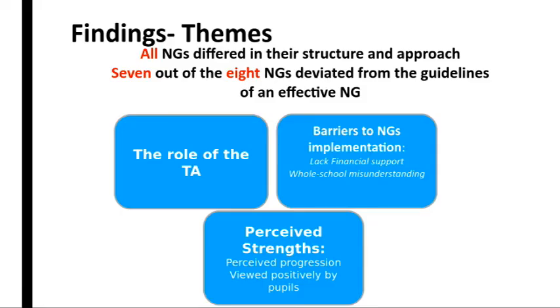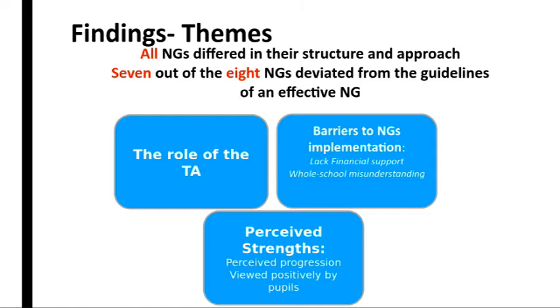Okay, so the results revealed that all nurture groups differed in their approach. Not one was running a similar nurture group. Every single one was running a very different one. And 7 out of the 8 nurture groups deviated from the guidelines in effective nurture group. And the guidelines I used were from Nurture UK, who are the main charity within the UK running nurture groups. So what I found was there was a real disconnect between the expected orthodoxy and the reality of practice within nurture groups.